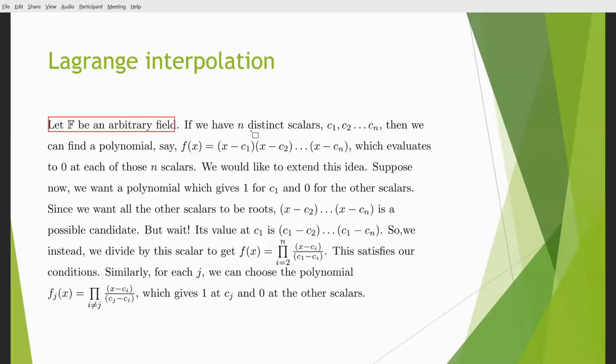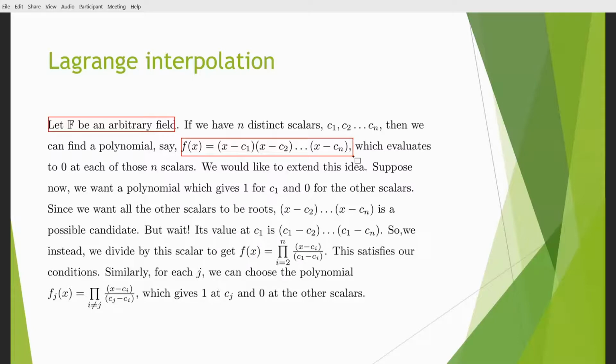So you have n distinct scalars, C1, C2, and so on up to Cn. And then you can find a polynomial, let's say f of x, which is equal to (x minus C1) times (x minus C2) up to (x minus Cn), which evaluates to 0 at each of those n scalars.